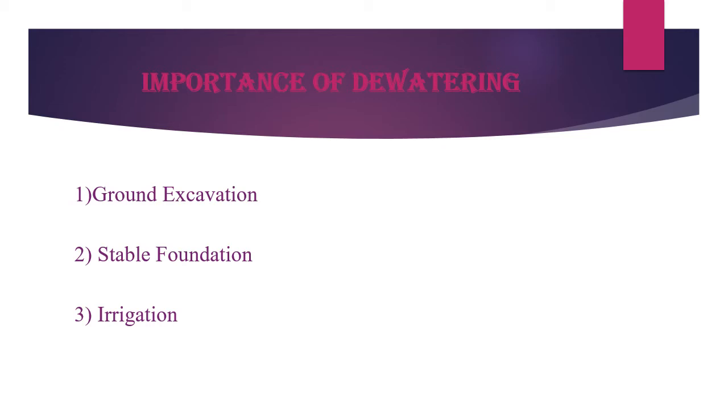The second one, stabilizing the foundation. It controls the hydrostatic pressure and seepage and thereby stabilizes the foundation. It increases the stability of the excavation slope. Dewatering can be utilized to increase the effective weight of the soil and to consolidate the soil layer. Dewatering can reduce the lateral loads on sheeting and bracings during excavation. And for irrigation purpose, the excess water is extracted from the construction site, and it is also an environmentally friendly option. So, this is the importance of dewatering.